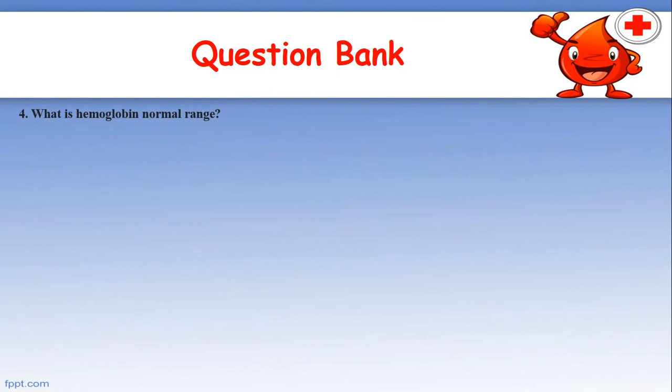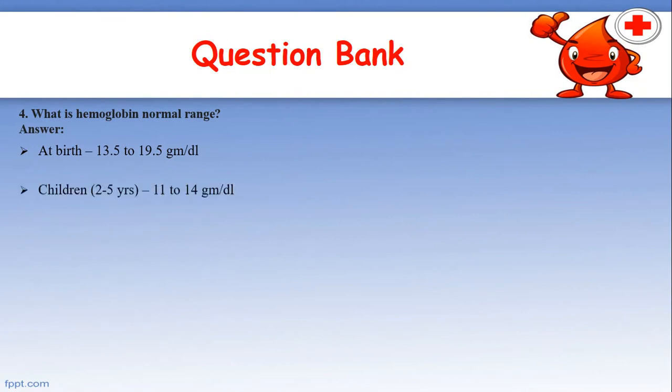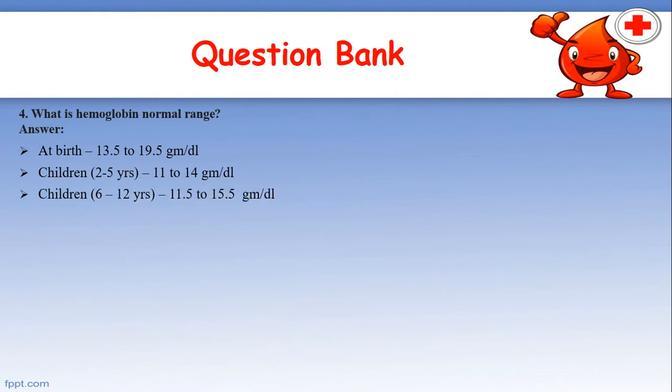What is the hemoglobin normal range? The answer is, at birth it is 13.5 to 19.5 gram per deciliter. In children of 2 to 5 years, 11 to 14 gram per deciliter. In children of 6 to 12 years, 11.5 to 15.5 gram per deciliter. In adult females, 13 to 15 gram per deciliter. In adult males, 14 to 16 gram per deciliter.